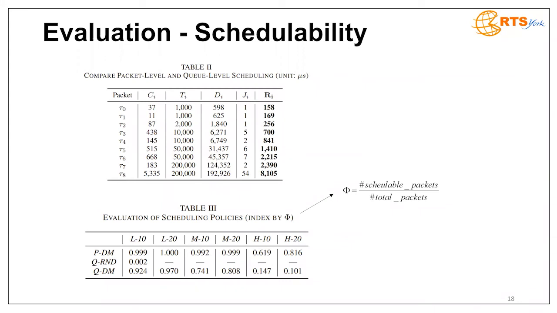As for the evaluation, we first evaluate the schedulability with a concrete example given in table 2. From the table, we can see that the response time, Ri, is less than the deadline, which means all the packets are schedulable. To make a comparison, we compare the proposed method with queue-level scheduling with a random policy, and queue-level scheduling with deadline monotonic scheduling, and compare the schedulability indexed by phi, which is defined as the number of schedulable packets divided by the number of total packets. In the table, for example, R10 means the network is lightly loaded, M stands for the medium loaded case, and H stands for the heavily loaded case. The number stands for the number of packets within that network.